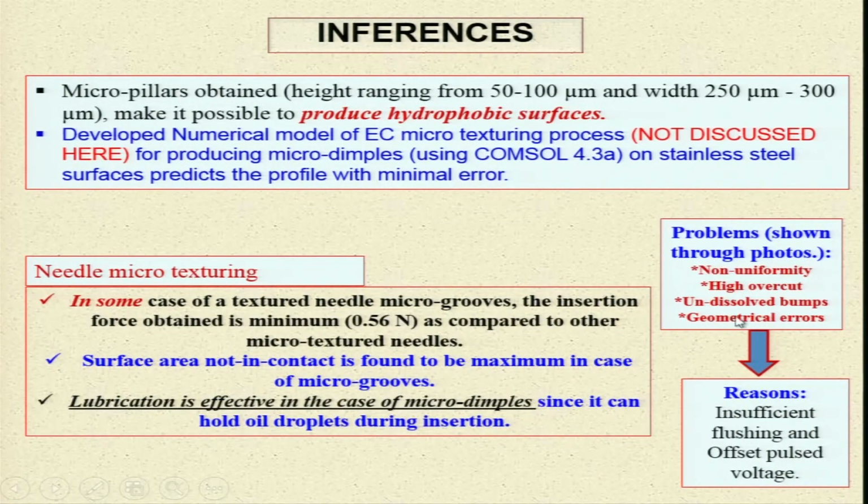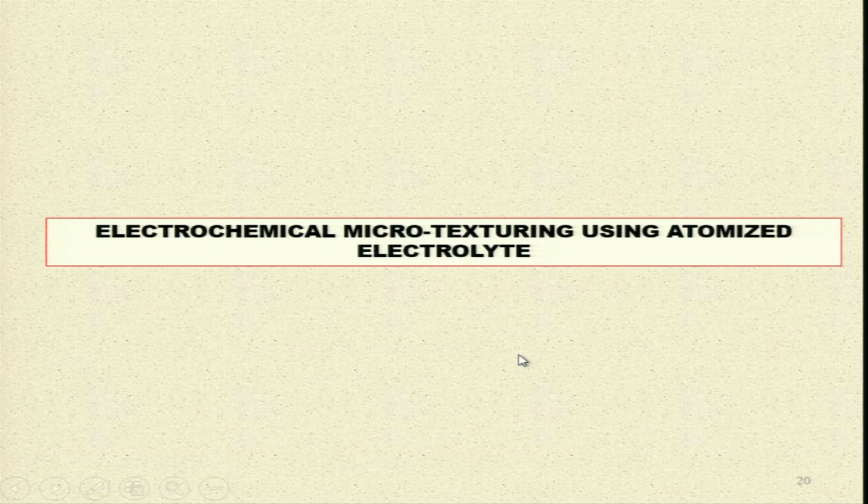Now, why were these problems there? Because of this. Electrochemical microtexturing using atomized electrolyte. So far, what I have shown you is that while microtexturing we are using tools, which may be a single tool or multiple tools, and there were certain problems which I have discussed. Now, we also used atomized electrolyte. Let us see what it is.